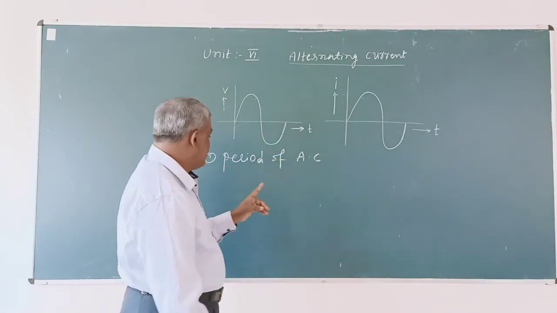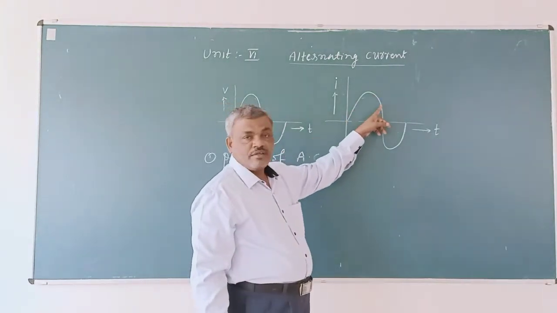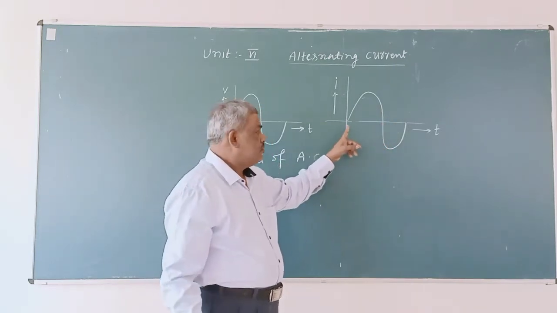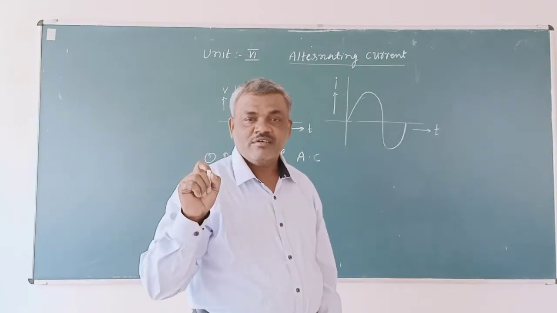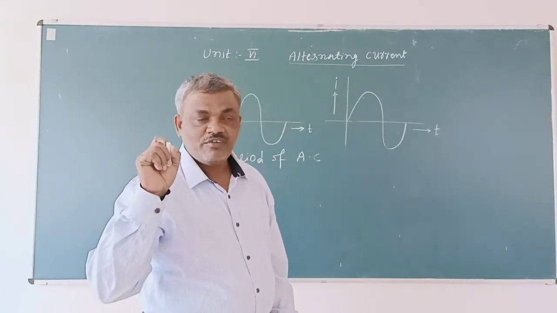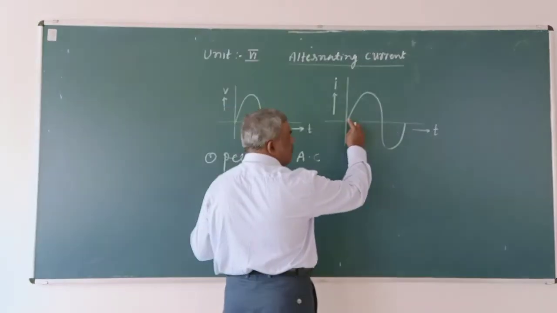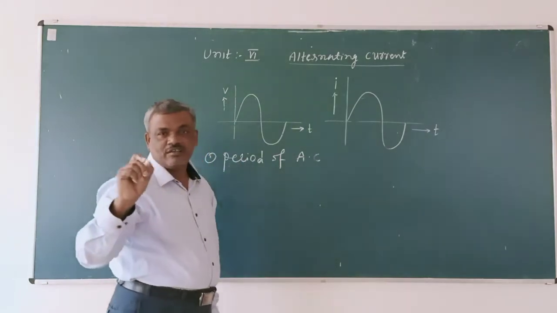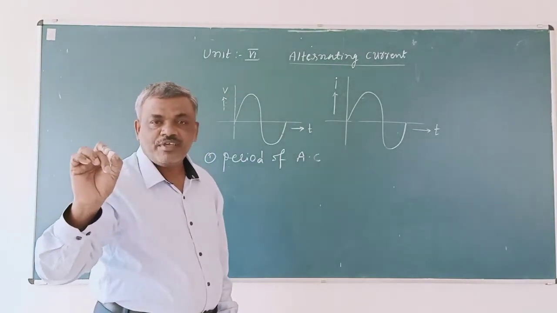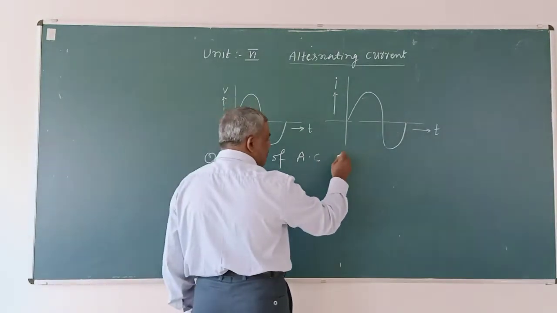Now the first definition here, period of AC. The time taken by the alternating current to complete one cycle is called the period of AC. This is one more question: define period of AC. The time taken by the alternating current to complete one cycle is called the period of AC. So what does the period symbol represent? Capital T.